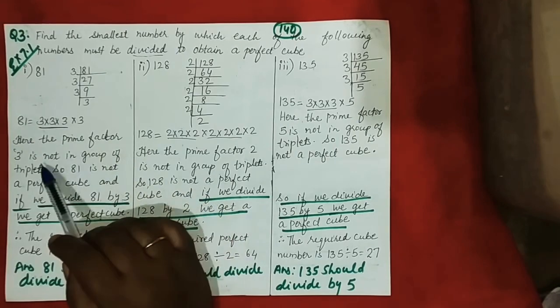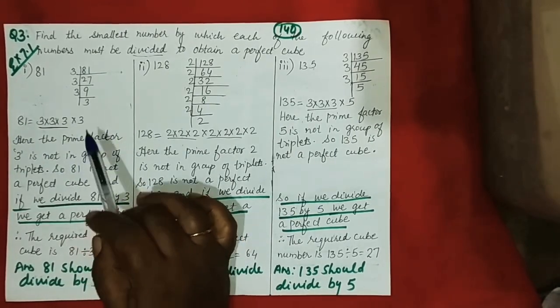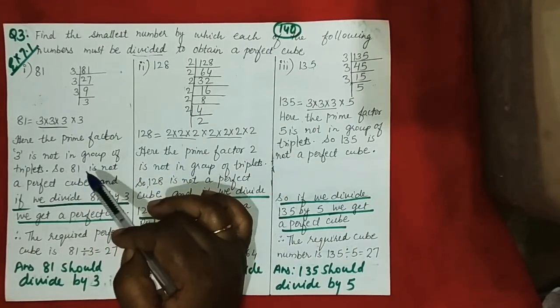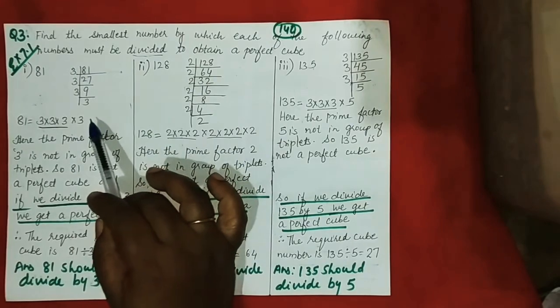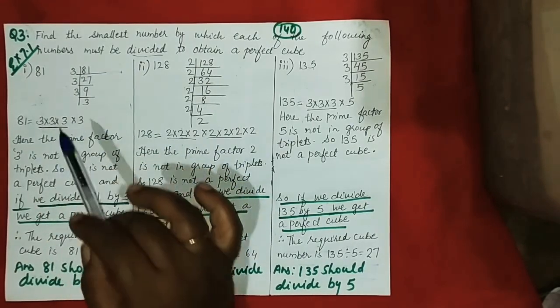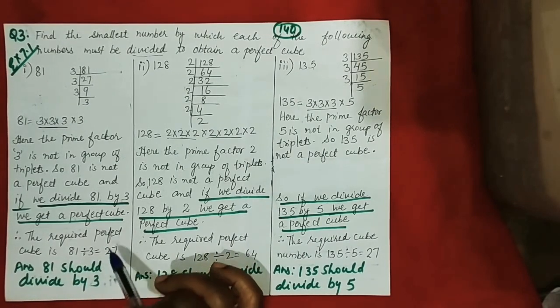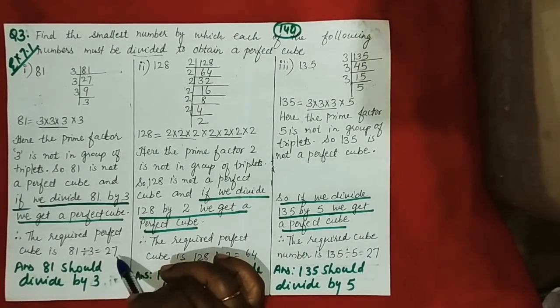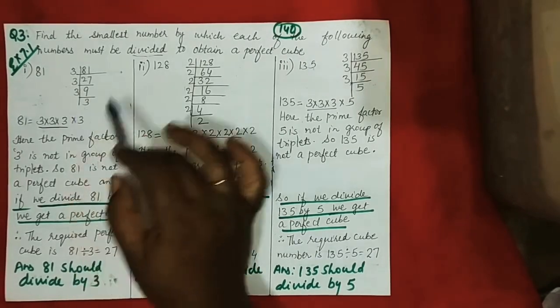Here the prime factor 3 is not in a group of triplets. We are not multiplying. Remember, we are dividing. So if we divide 81 by 3, we get a perfect cube. We want to remove it. How can we remove it? By division only. So we have to divide this number by 3. So the required perfect cube is what? 81 by 3, that is 27. You know, 27 is a perfect cube number. So what is our answer? 81 should be divided by 3. We have to remove this 3. Okay.